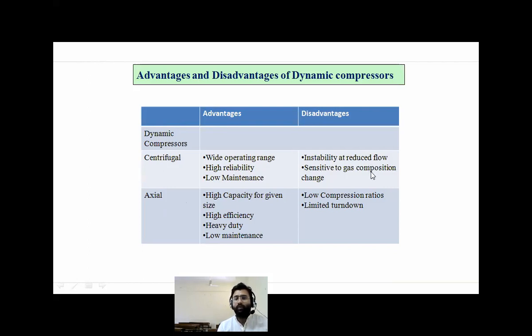It is sensitive to gas composition change. So if there is a change in composition of gas, a molecular level change, it is sensitive. Then axial, it has high capacity for a given site. It has the highest capacity actually. Then high efficiency, heavy duty, and low maintenance, but it has low compression ratios and it has limited turndown. So limited time we can use this axial compressor.